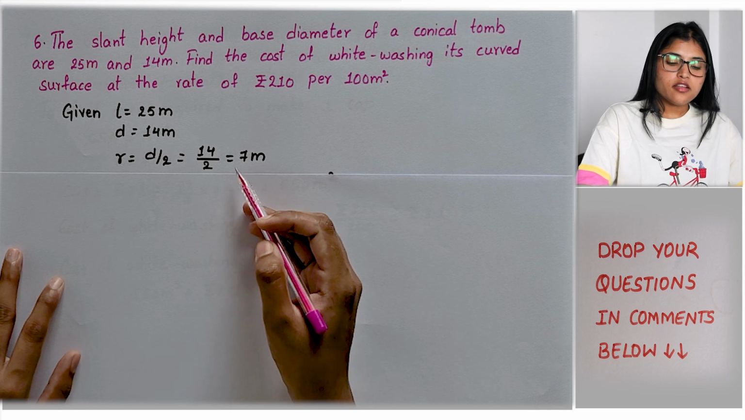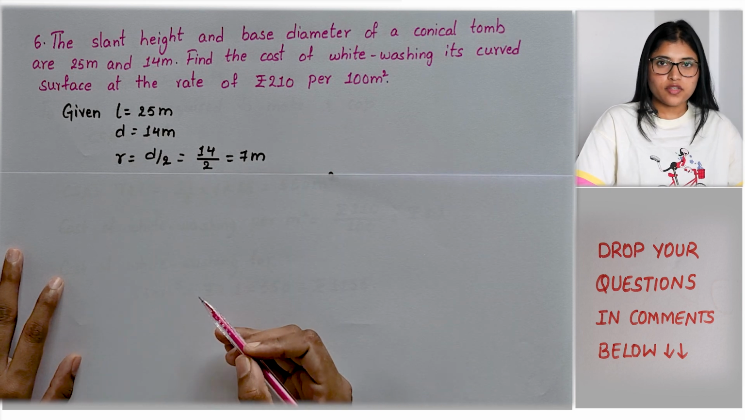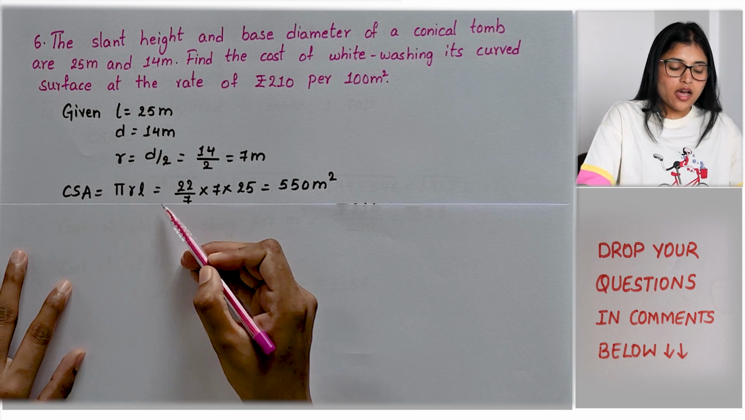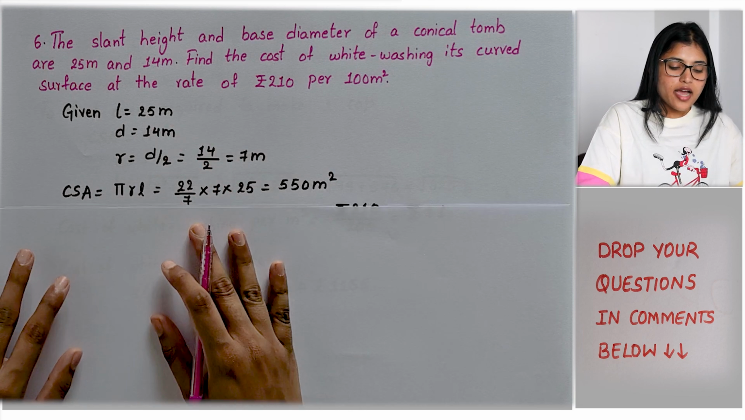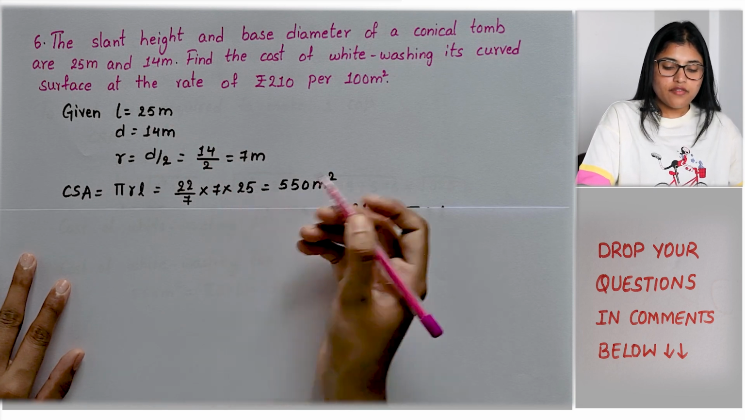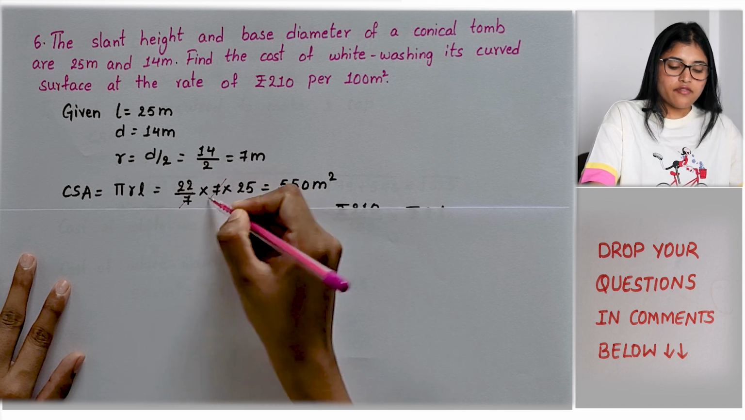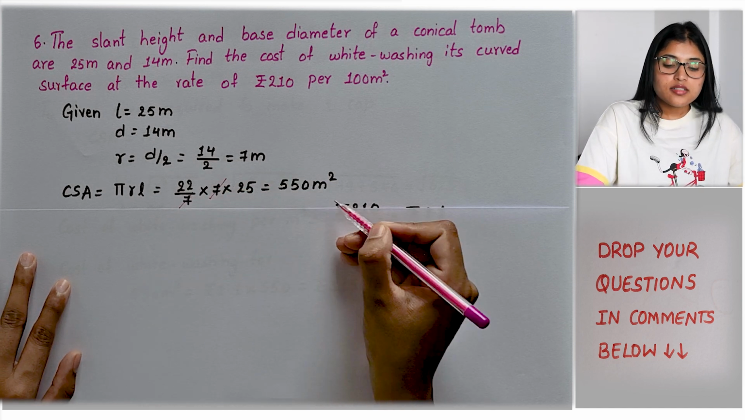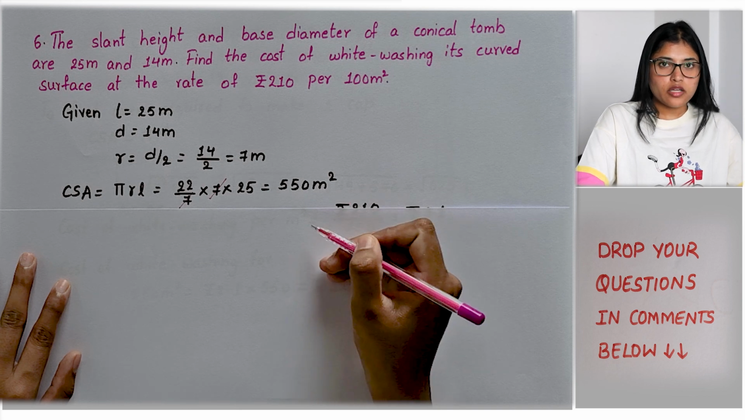In order to find the cost of whitewashing for the curved surface, I need to find the curved surface area first. So curved surface area is pi RL. Substituting the values, I get 22 by 7 into 7 into 25. 7 and 7 cancel, and 22 into 25 gives me 550 meters square. That's the curved surface area of the conical dome.